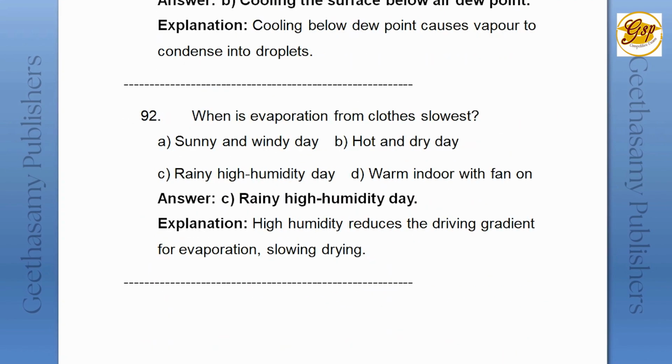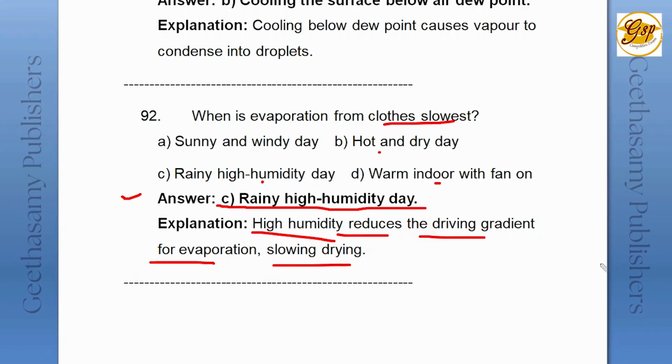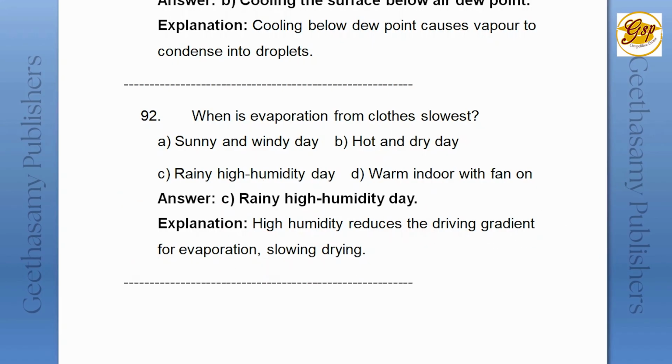Then 92nd question, the last question. When is evaporation from cloth slowest? Sunny and windy day, hot and dry day, rainy high humidity day, warm indoor with fan. So the correct answer is the rainy, high humidity day. So already humidity is high. High humidity reduces the driving gradient of evaporation, slowing the drying, right?